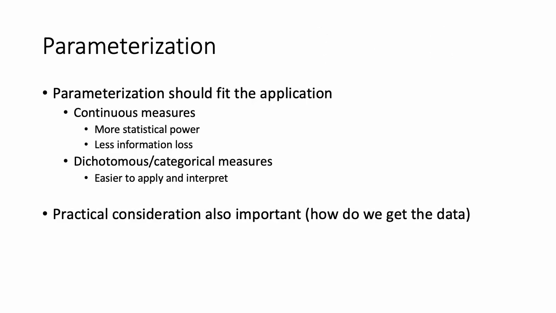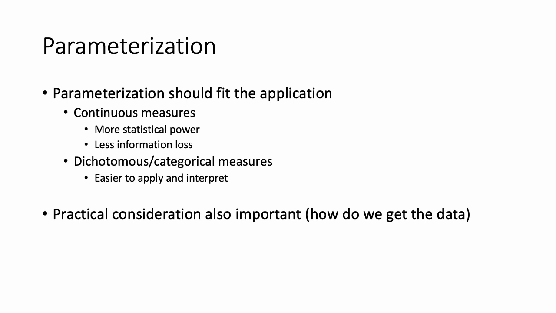Importantly, the parameterization should fit the application. Again, keep in mind, continuous measures in general are thought to be closer to the actual measurement that you're making, and so they're thought to have more statistical power because there's a broader range of values. In theory, there's less information if you dichotomize or categorize measures, but it's easier to apply, certainly easier to interpret.